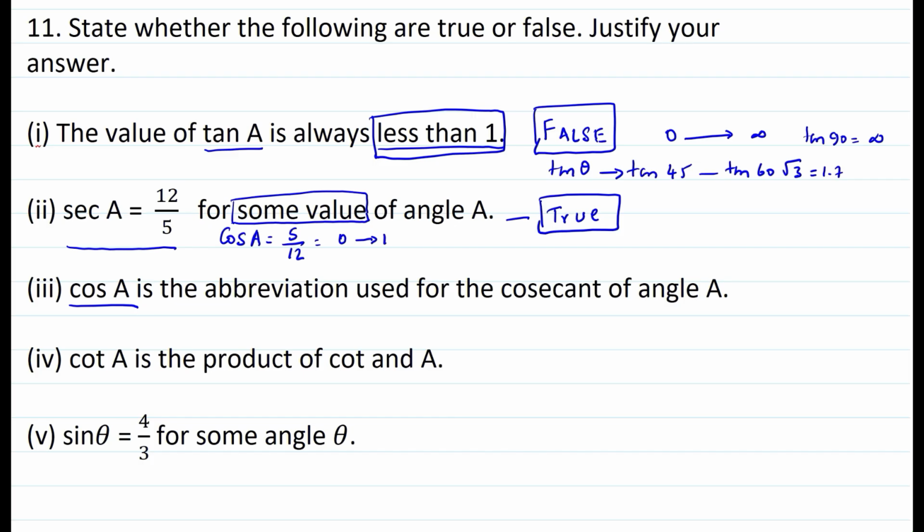Let's see the next question. Cos A is the abbreviation used for the cosecant of angle A, and the answer is false. Why false? Cosecant of angle A is cosec A, and cos is basically the cosine of angle A. Therefore, this is false. Straightforward question. And the next question.